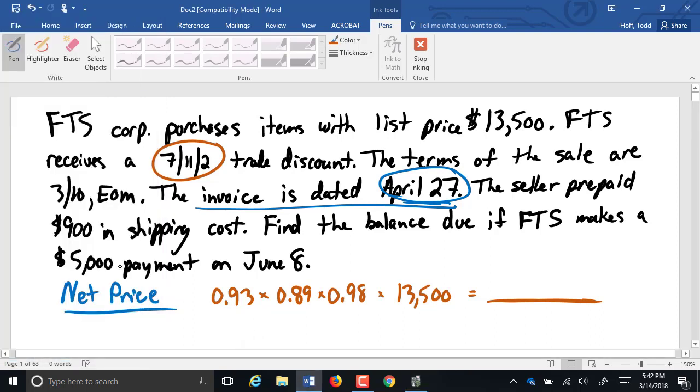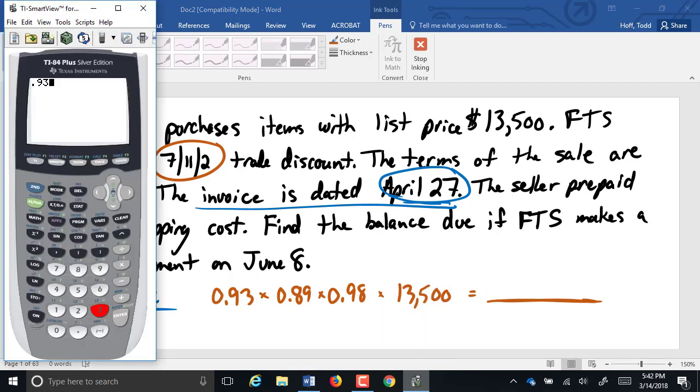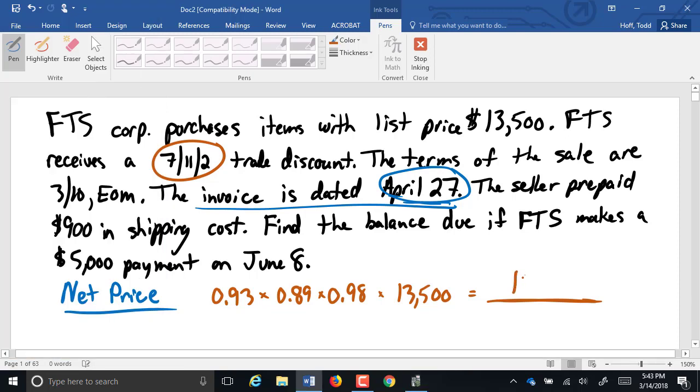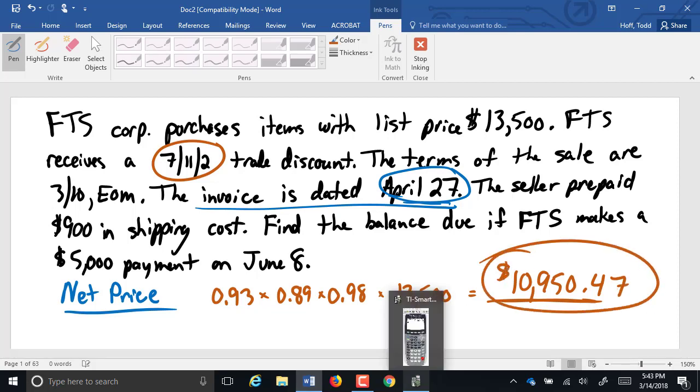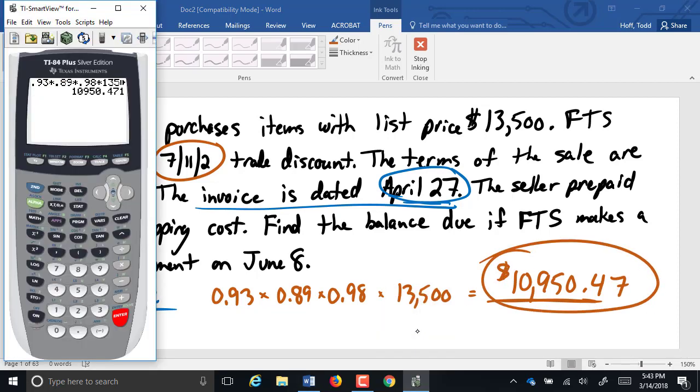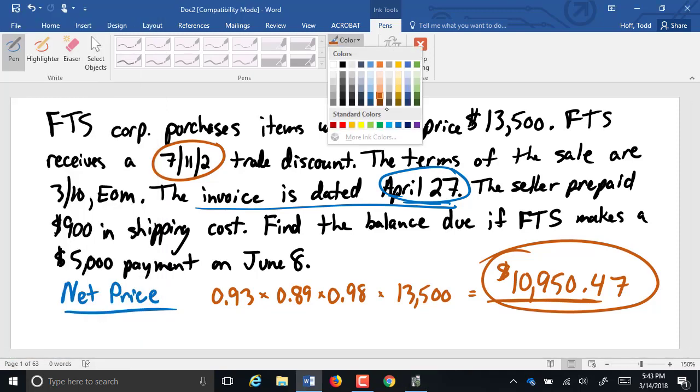What'd you end up with? Sounds about right. $10,950.47 is correct. So $10,950.47 is the amount that goes on the invoice.